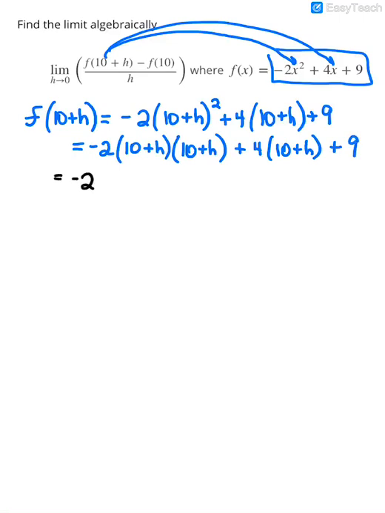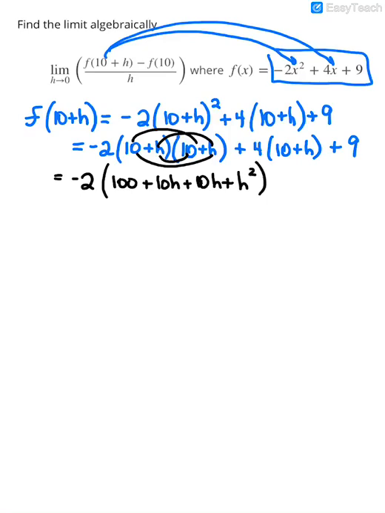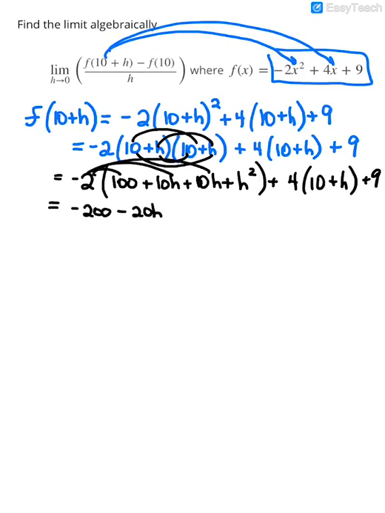I'm going to leave the -2 out in front for just a minute. So 10 times 10 would be 100. 10 times h, and then another 10 times h, and then an h squared. And then I'll come back and I'll do all my distributing at the same time. Okay, so now with my negative 2, I get negative 200. That's minus a 20h, minus another 20h, and then minus a 2h squared. And then when I distribute the 4, I'm getting plus a 40, plus a 4h, plus a 9.